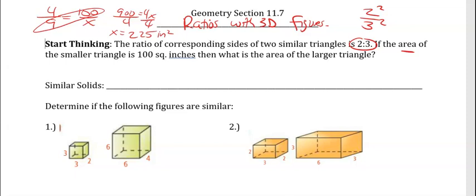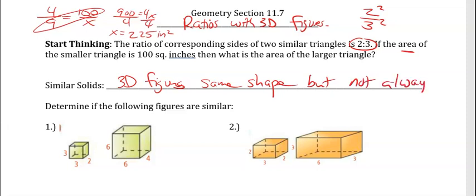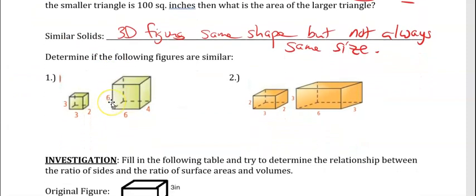I know that I've hinted on what we can do with volume, but we're going to be looking at that right now. So we're talking about similar solids today. What that is are going to be 3D figures that have the same shape, but not always the same size. And the main thing here is that all of the sides are going to be proportional.